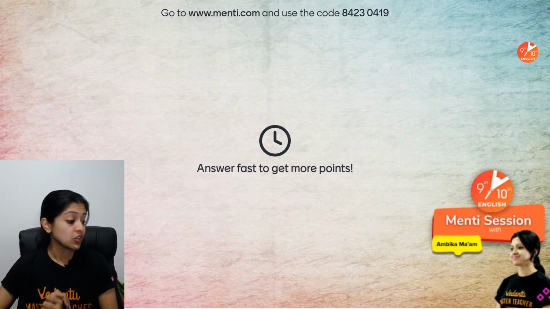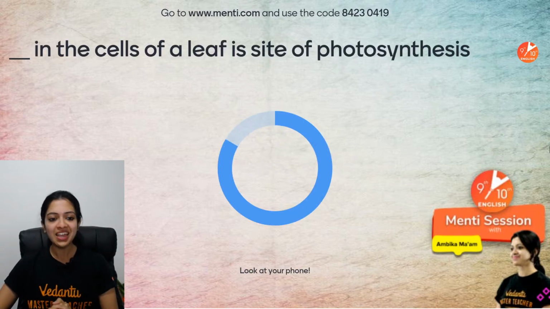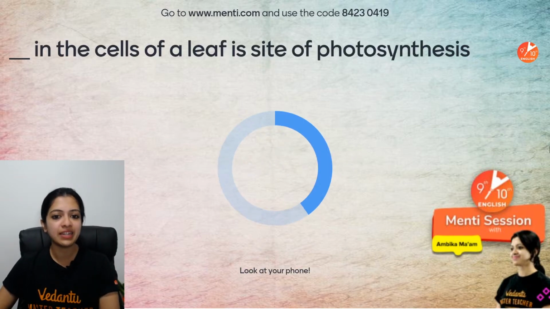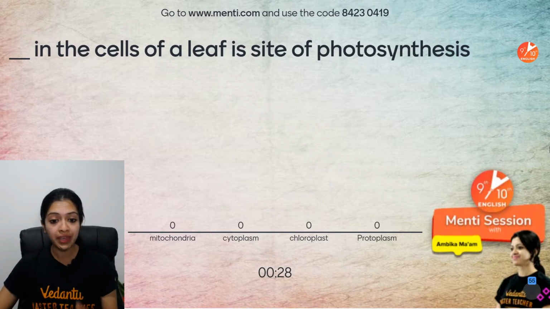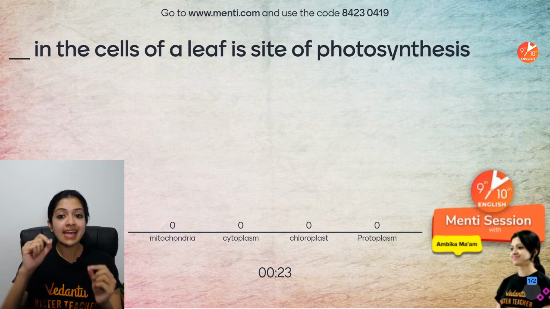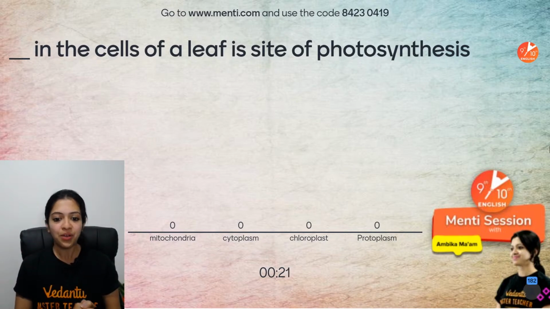So here is question 2. Okay. Right. Dash in the cells of a leaf is the site of photosynthesis. Mitochondria, cytoplasm, chloroplast, protoplasm. Site of photosynthesis. Where would it be? I'm sure everyone here knows the answer. Grade 9, 10, 8, ICSE, CBSE, state boards.